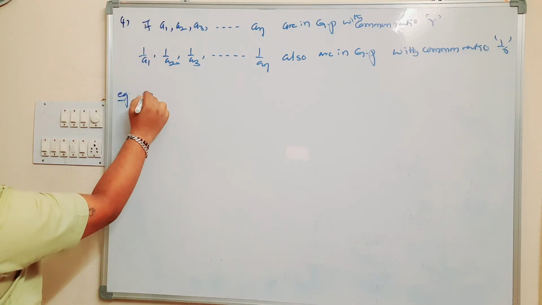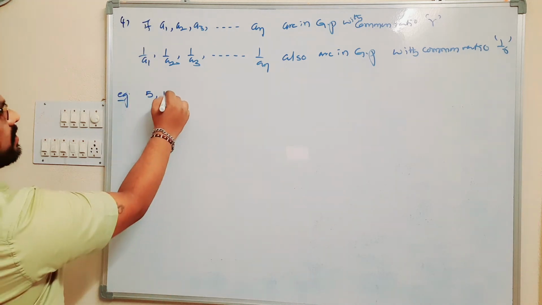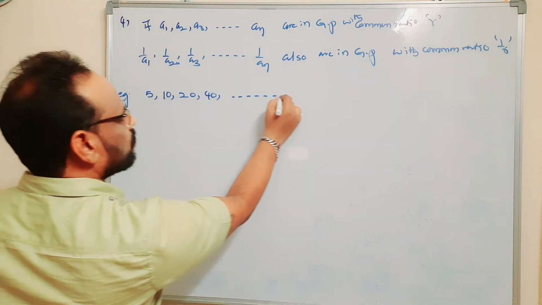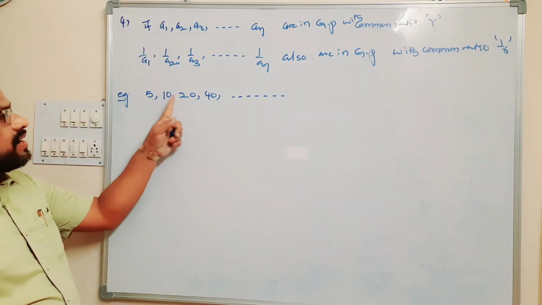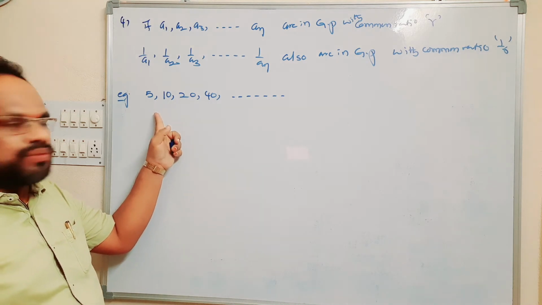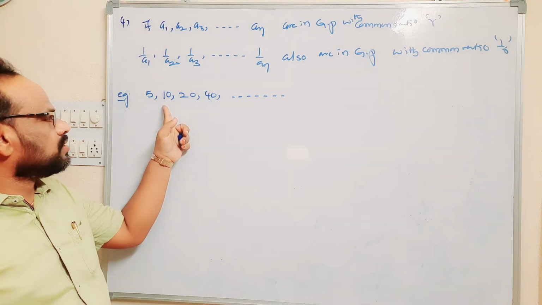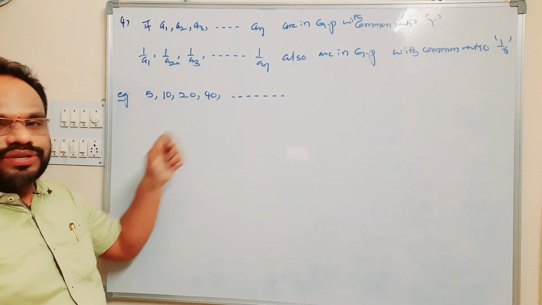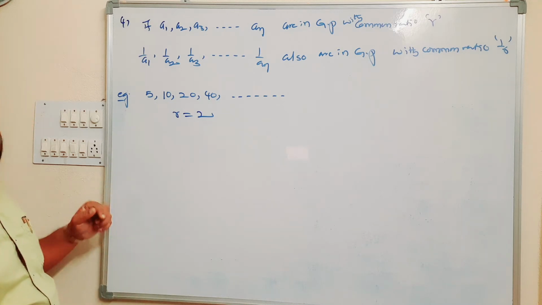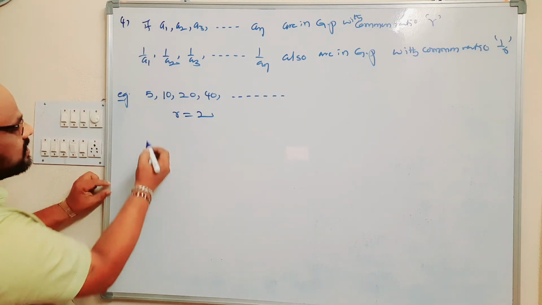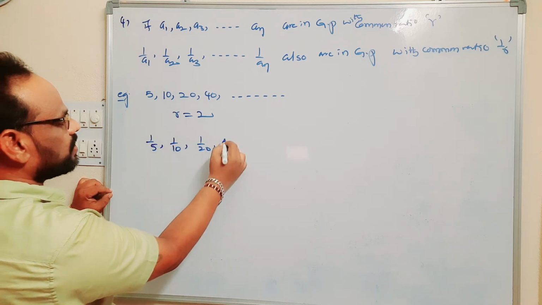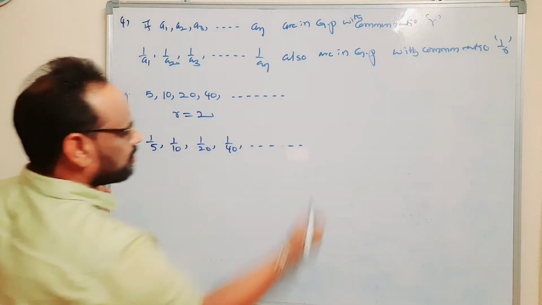Example, take 5, 10, 20, 40, and so on. Here 10 by 5, common ratio 2, 20 by 10, common ratio 2, and 40 by 20, common ratio 2. So common ratio R is equal to 2. If you write their reciprocals, it is nothing but 1 by 5, 1 by 10, 1 by 20, 1 by 40, and so on.